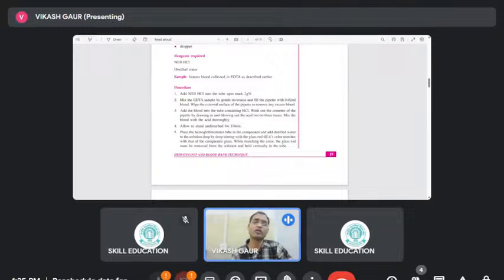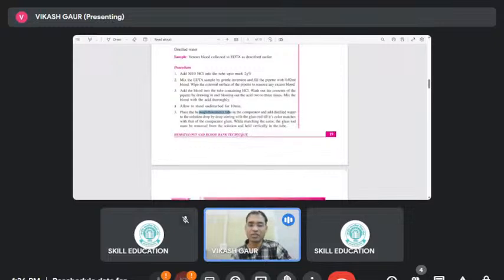So drawing in and blowing out we can do two or three times, so all the blood can be passed out from the pipette, and allowed to stand undisturbed for 10 minutes. Then place the hemoglobinometer tube. This is the hemoglobinometer tube. So the hemoglobinometer tube is placed in the comparator box.